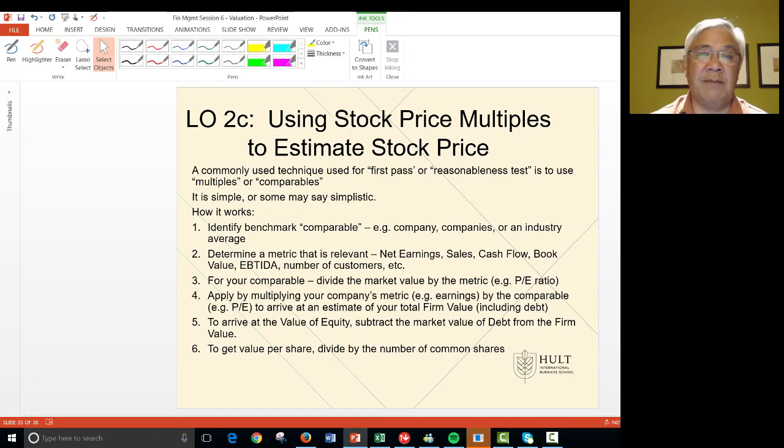This is how it works. We identify a company or an industry number, and we benchmark some key multiples. They could be based on earnings or sales or cash flow or book value or EBITDA, or a number of esoteric things like number of customers or number of unique visitors on our website. It can get quite creative, perhaps too creative. Then we divide the market value by that metric, and that creates a multiple. Once we have that, we can multiply your company's metric times that multiple and get an estimate of market value. We could then extend from there to subtract out the debt and get to the price per share.